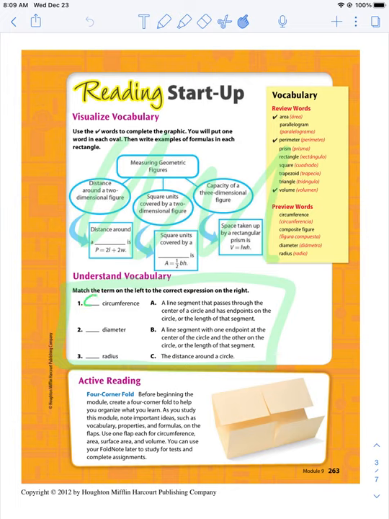Diameter is a line segment that passes from one end to the other end of the circle. So that one is endpoints on the circle, the length across a circle. And then the radius is from the center to the outside. So one endpoint is at the center, one endpoint is on the circle.